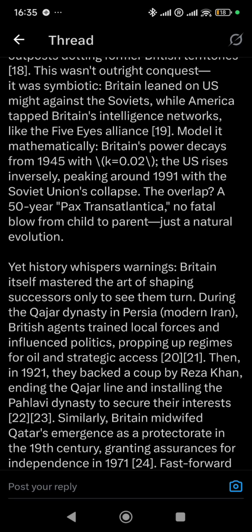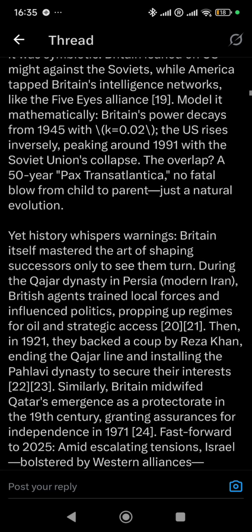Modeled mathematically, Britain's power decays from 1945 with k equals 0.02, and the US rises inversely, peaking around 1991 with the Soviet Union's collapse. The overlap, a 50-year Pax Transatlantica, no fatal blow from the child to parent, just a natural evolution.